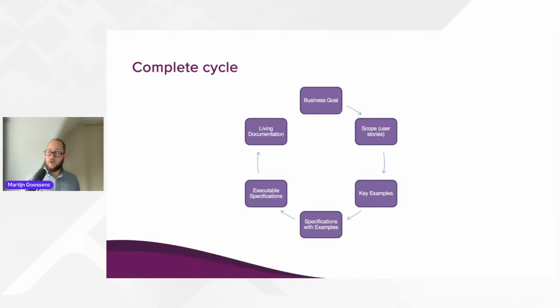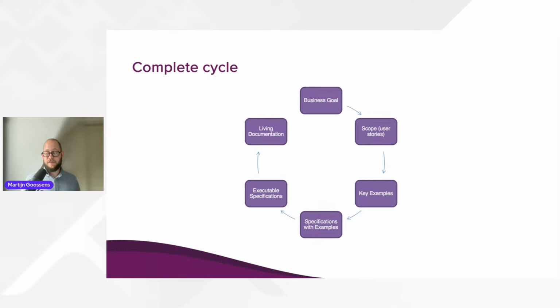Ultimately, there's a business goal. We define the scope and who's going to use it. What does it need to do? We come up with some key examples of how this needs to work. Those become specified with example, specification by example, it's in the name.